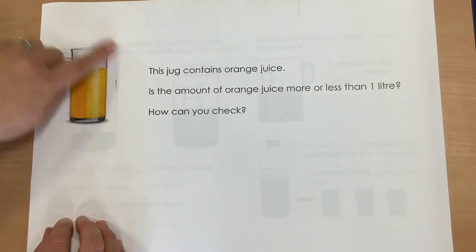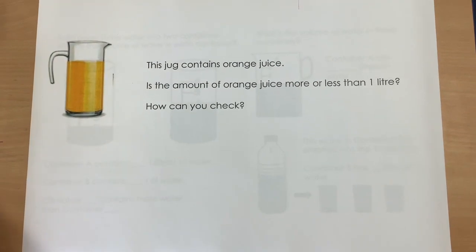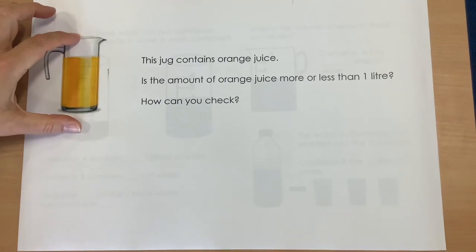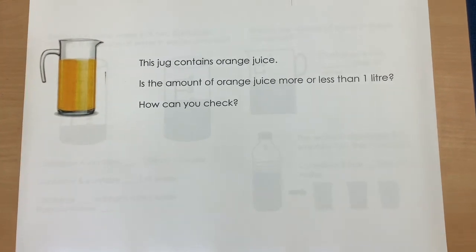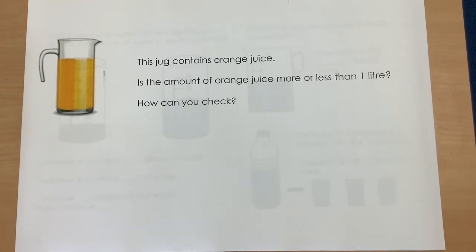Now we've got some orange juice in this jug, and this jug doesn't have any markings on it. So, a bit like what I was asking you to do at home, would you estimate that the amount of orange juice is more or less than 1 litre? And how could you check?